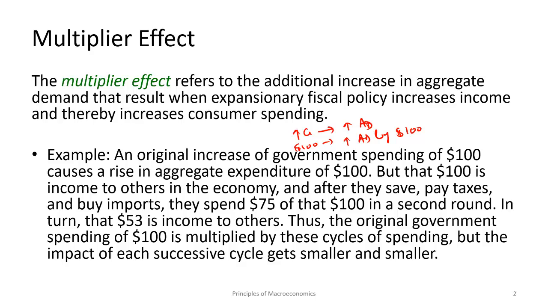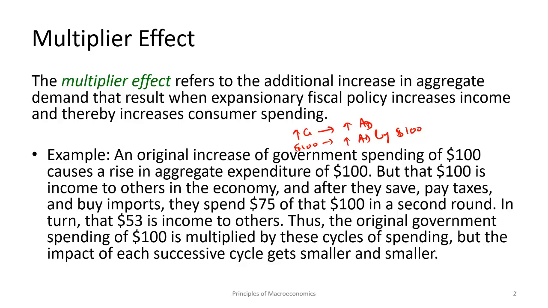As a result, it can lead to a much bigger increase in aggregate demand than initially done by government, which was $100. So the original government spending of $100 is multiplied by the cycles of spending, but the impact of each successive cycle gets smaller and smaller because we really don't spend all the money that we are earning. We do save a part of it.